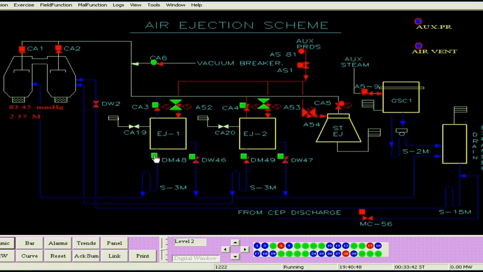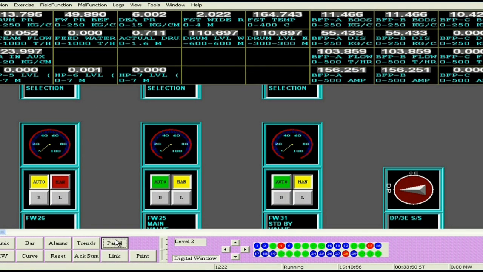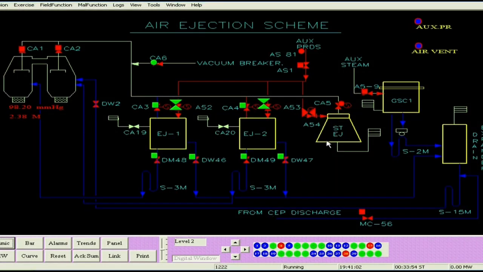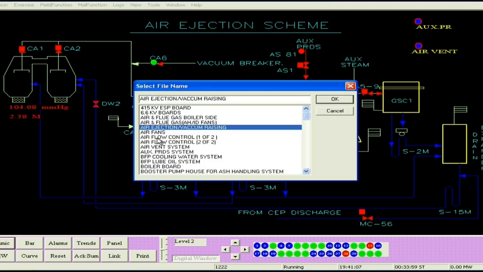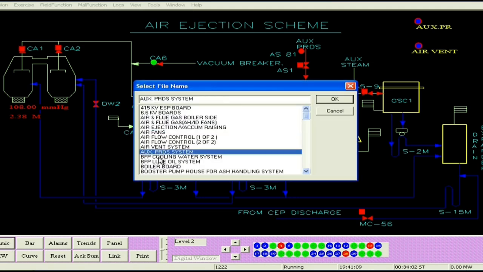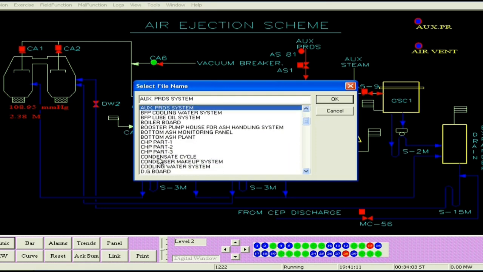You can check this on the trends also, or in the panels you will be able to see. Now in the meanwhile we will observe the drum level. So we go to the panel, check the drum level, and when the drum level is correct, then we check the other levels, condenser level as well as the deaerator level.